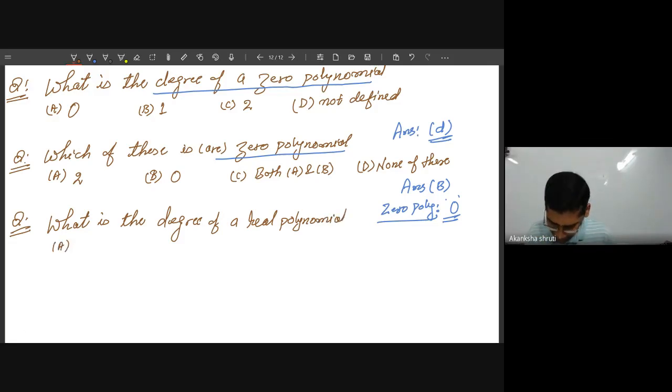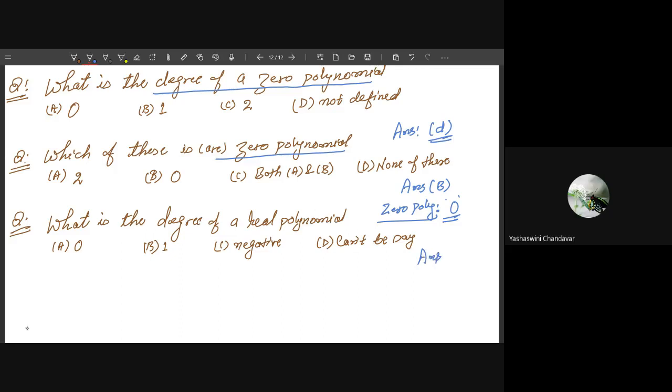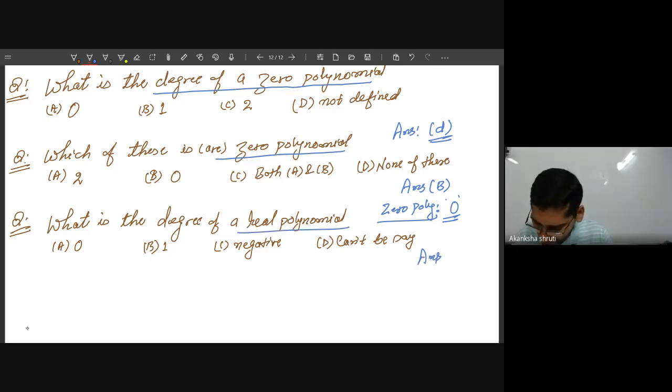Option A, let me start with 0, B 1, C any negative number, D cannot be said. Cannot be said means it is equivalent to not defined. Okay, what is the answer here? Option A. Very good.